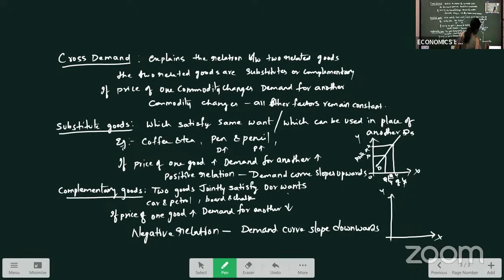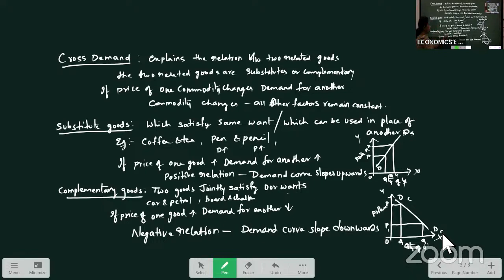On the x-axis, we take quantity of y and price of x. If the price of petrol is high, demand for petrol cars is low. If the price of petrol decreases, demand for cars will be high. So there is a downward sloping demand curve for complementary goods.